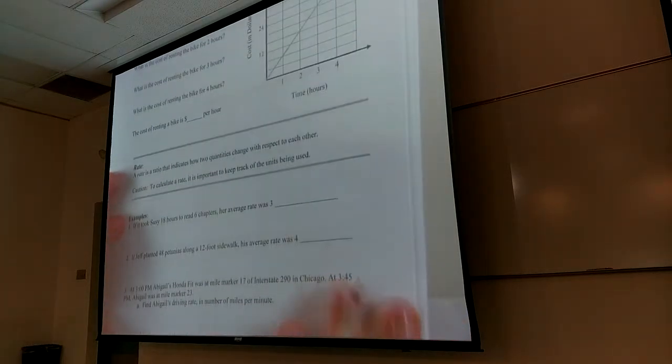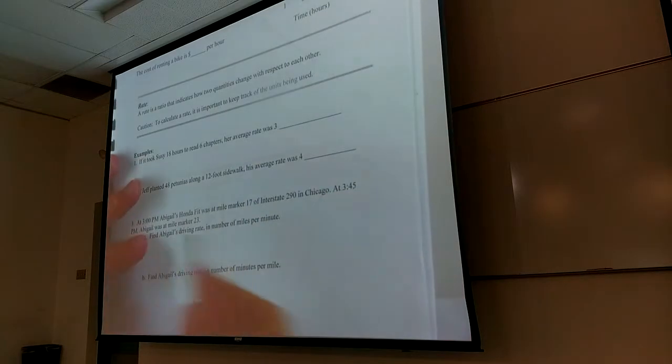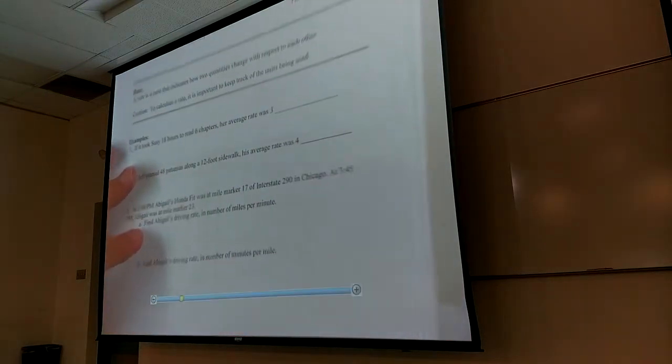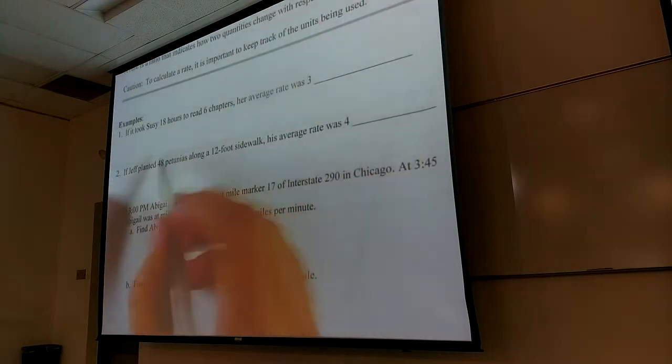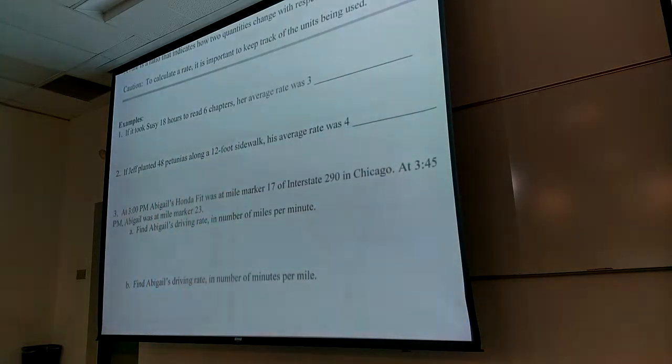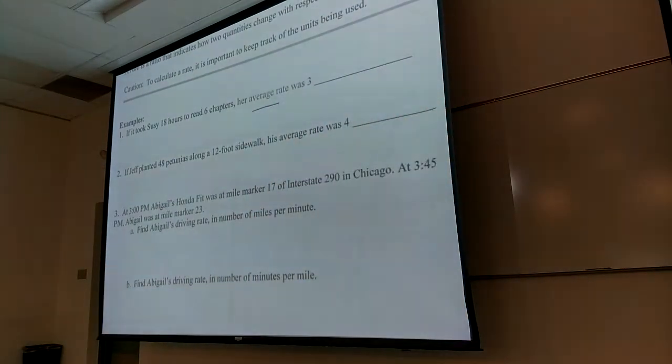Let's look at this example here. If it took Susie 18 hours to read 6 chapters, her average rate was 3. Now here they're talking about units. Where do they get 3 from? How do you figure out her average reading rate? They did something kind of weird here. They did hours divided by chapters, so it'd be 3 hours per chapter.